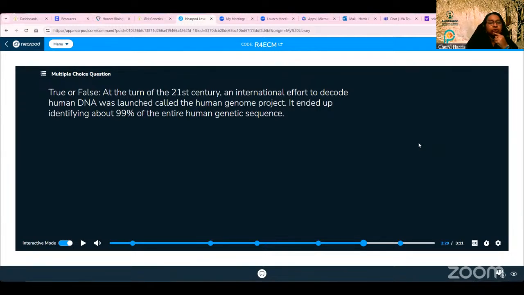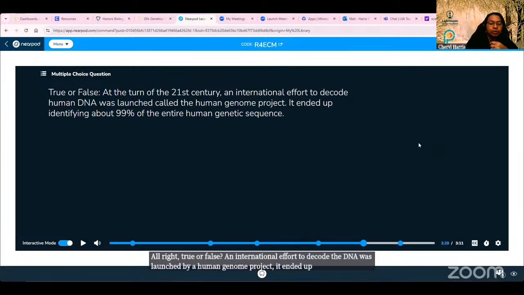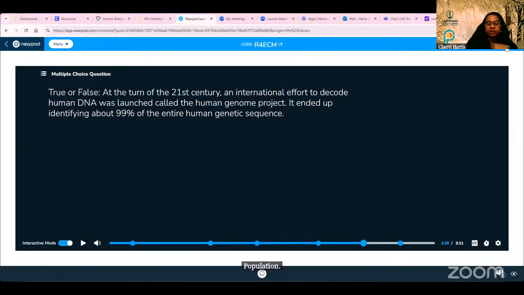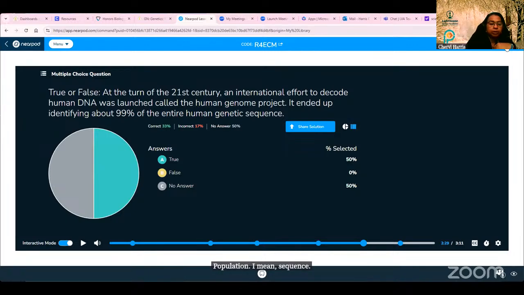All right, true or false? An international effort to decode the DNA was launched by the Human Genome Project. It ended up identifying 99% of the entire human genetic population. I mean, sequence. True or false? Let's go.